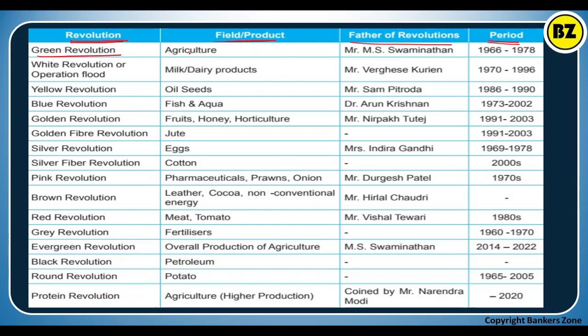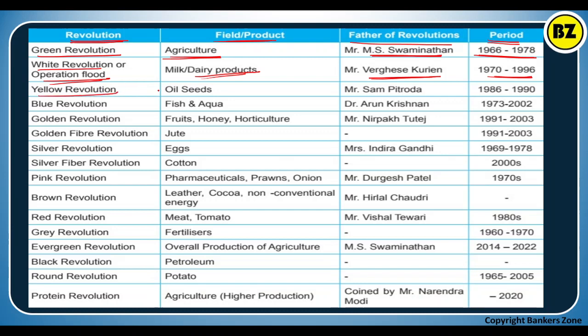Green revolution. This is for the agriculture field. MS Swaminathan was the father of the green revolution. Period is 66 to 78. Next is the white revolution, also called Operation Flood. This is generally for dairy or milk products. White means milk, right? Easy to remember. And Mr. Verghese Kurien was the father of the revolution. 70 to 96, a huge period.